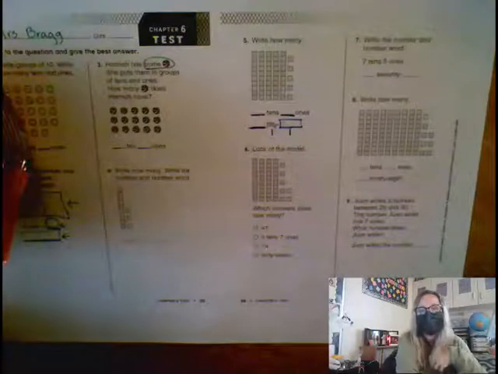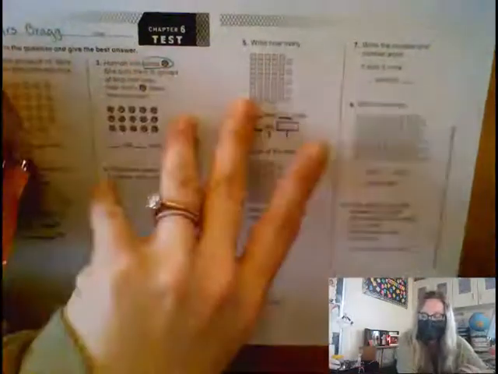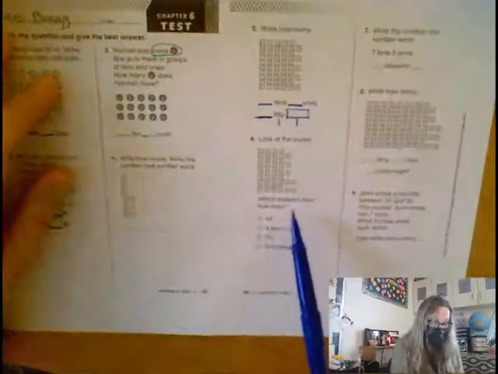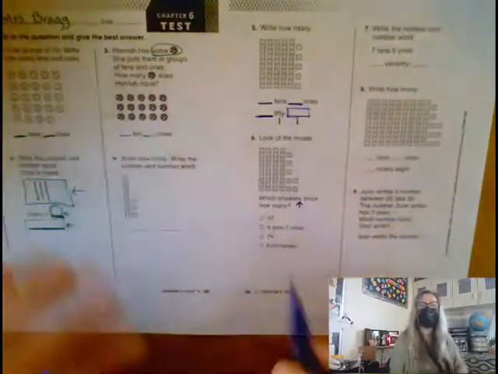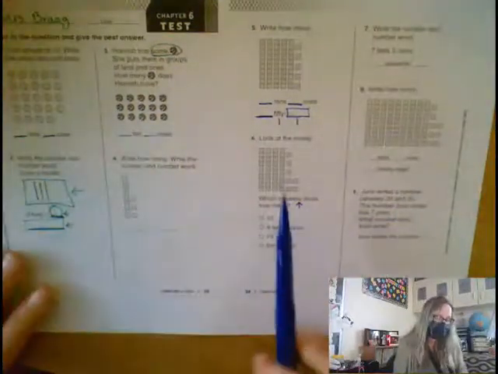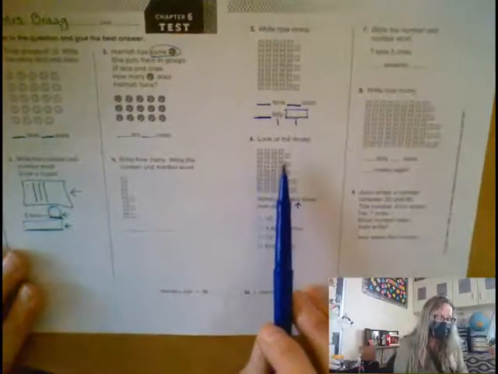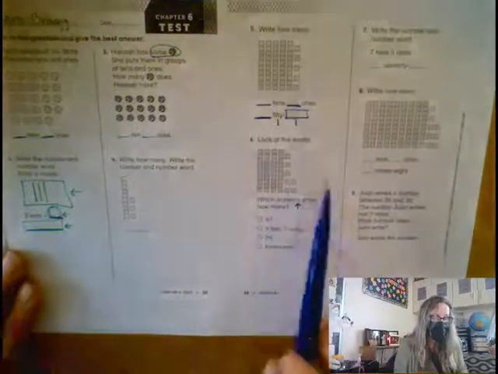Moving down to number 6. It says look at the model. Which answers, there's an S there, so it could be more than 1. Which answers show how many? So count up: 10, 20, 30, 40, 41, 42, 43, 44, 47.